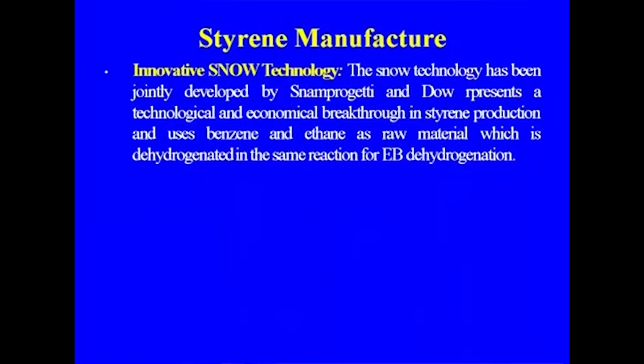This is another very new development in styrene technology, the innovative SNO technology. The SNO technology, jointly developed by Snamprogetti and Dow, represents a technological and economical breakthrough in styrene production and uses benzene and ethane as raw material, which is dehydrogenated in the same reactor. Dehydrogenation of the ethane to ethylene will take place, and that will be used for the ethyl benzene manufacture.